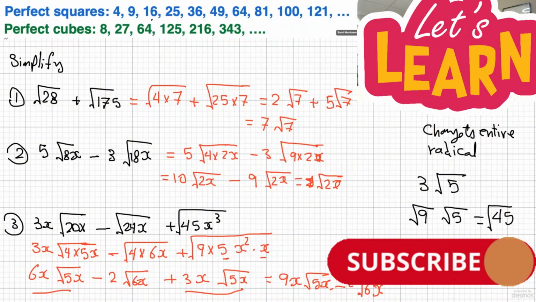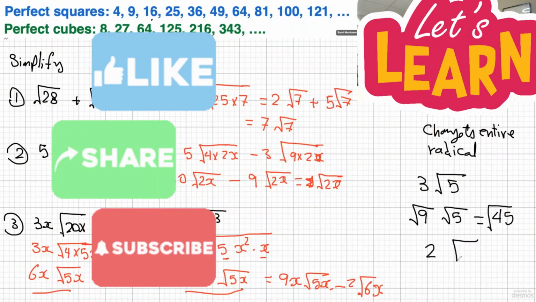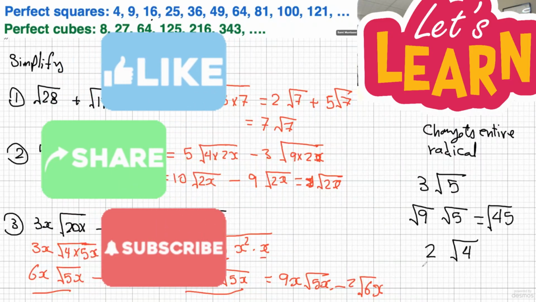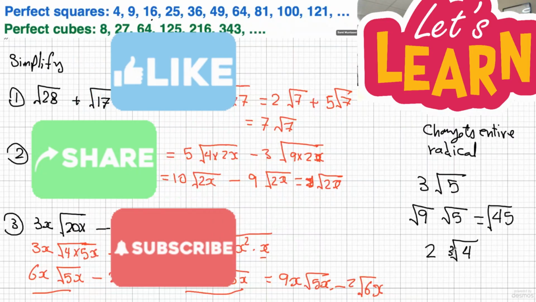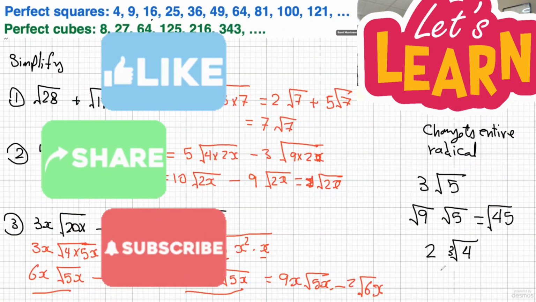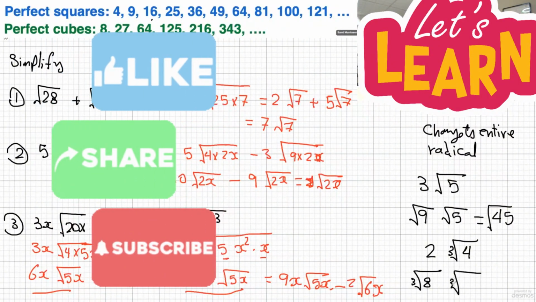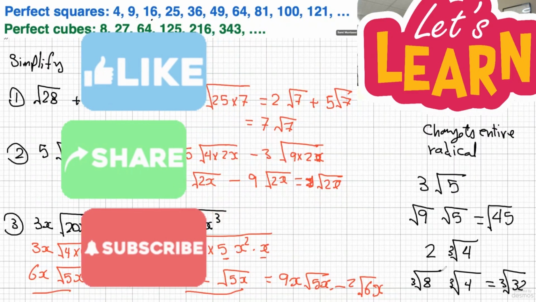If it was cube root, so let's say 2 cube root of 4, and they want you to change that into entire radical, then you say 2 is the same as the cube root of 8. So you could change the 2 to cube root of 8. And then you still have the cube root of 4. And then you multiply that and you get cube root of 32. So that's how you change from mixed radical to entire radical.